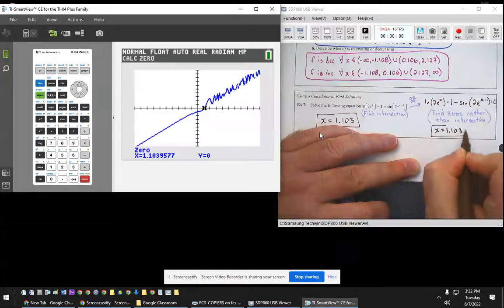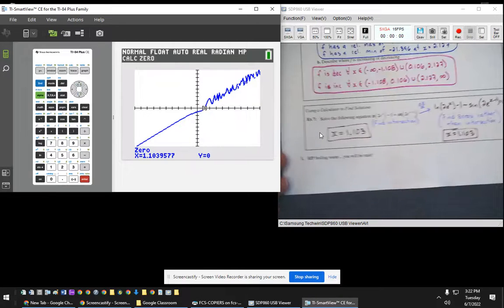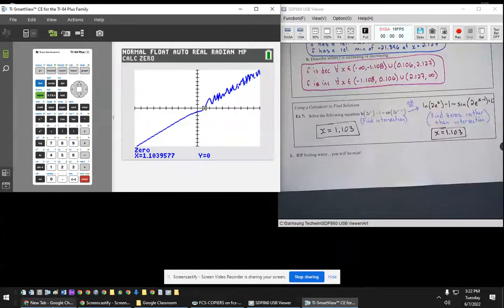So it's up to you which way you want to do it. Okay, so we got a little practice set there to practice some of this. Good luck.